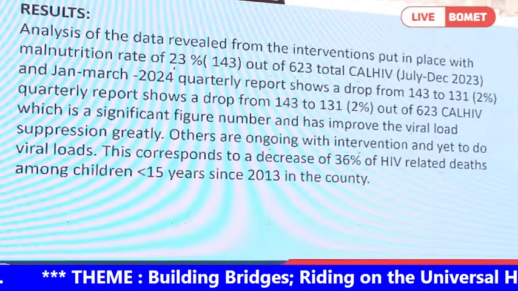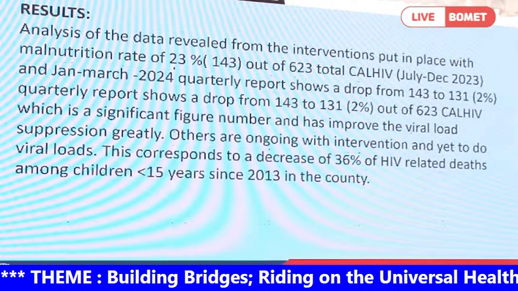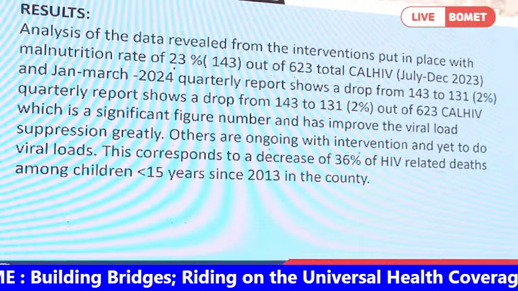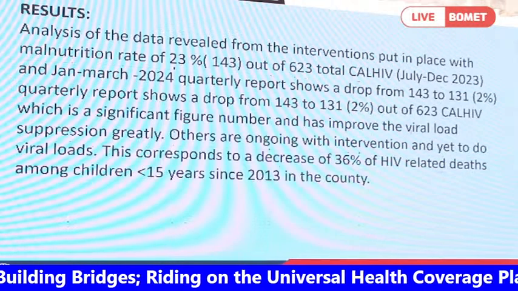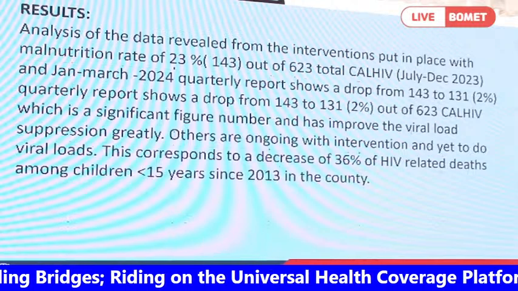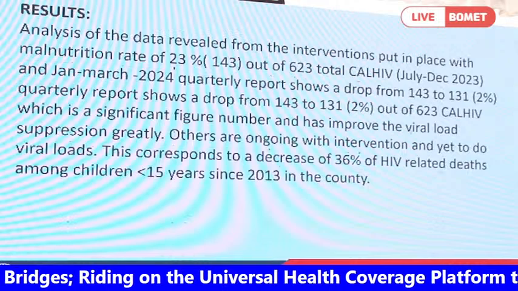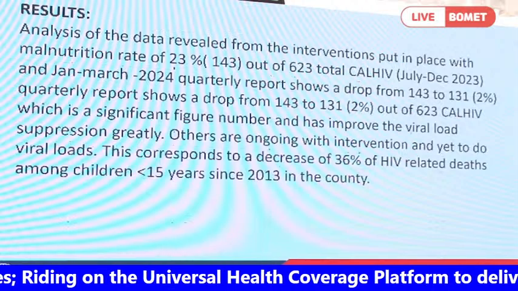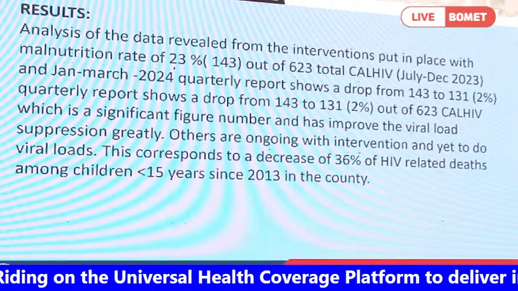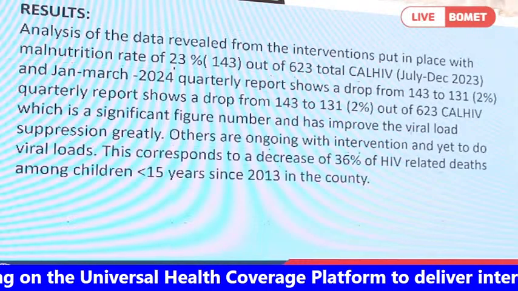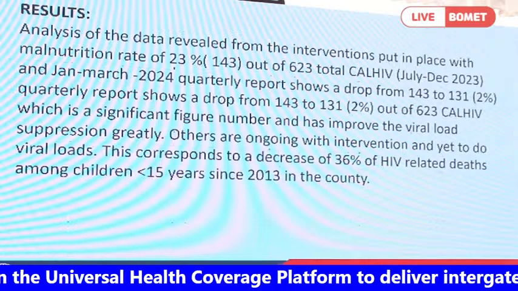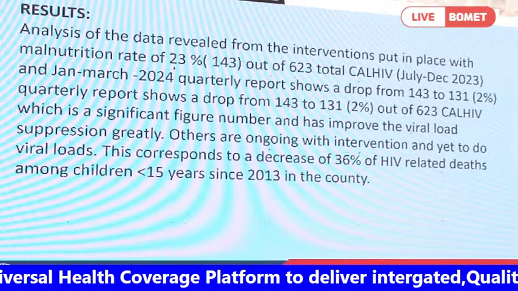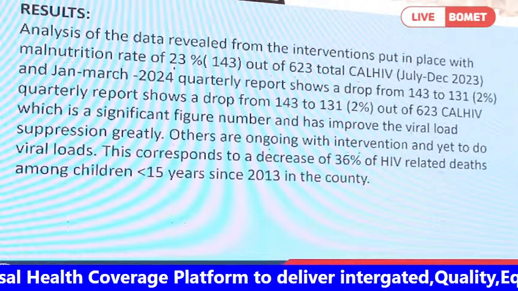Analysis of the data revealed from the intervention put in place a malnutrition rate of 23%, which is 143 out of 623 total Cal HIV. Between July 2023 and March 2024, the quarterly report shows a drop from 143 to 132, which was 2%. And others, which was a significant number, have improved the viral load suppression greatly. Others are ongoing with interventions and yet to do the viral loads. This corresponds to a decrease of 36% of HIV-related deaths among children under 5 years since 2023. Next.